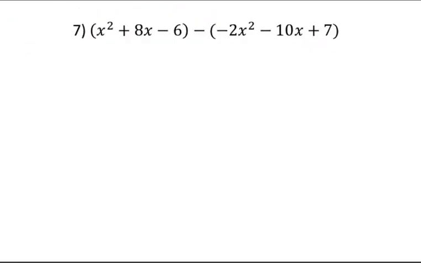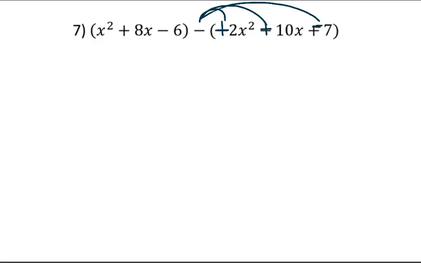Subtracting is very similar to adding. The only difference, you'll notice there's a minus sign here, and I like to go ahead and distribute the negative sign to everything in the parentheses that is right behind it. That way I can treat it just like an addition problem. So first thing we do when we have a minus sign here is I'm going to distribute this negative 1 times the negative 2x, which is going to turn it into a positive. This negative times this negative makes it a positive. And the negative times the positive makes it a negative 7.